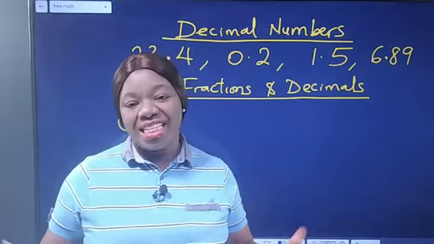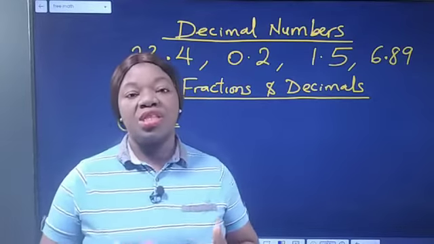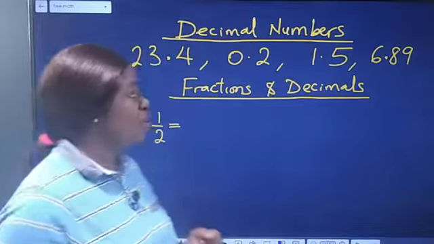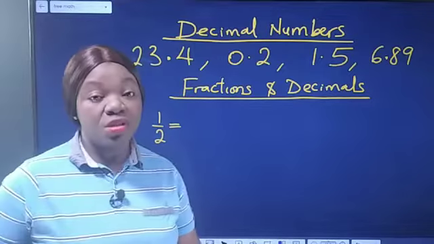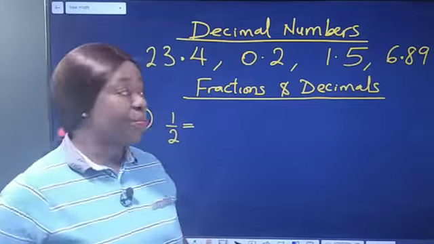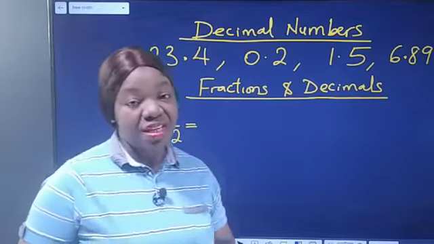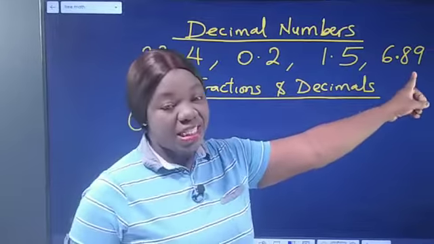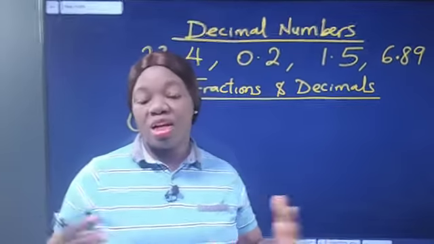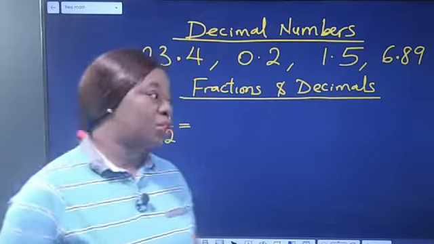Now what is a decimal number? A decimal number is any number that has a decimal point. So whenever you see a decimal point in a number, it is known as a decimal number. Now these are examples of decimal numbers. 23.4 is a decimal number. 0.2 is a decimal number. 1.5 is a decimal number. 6.89 is a decimal number. And we have lots of decimal numbers. We can also have 0.000487 as a decimal number.